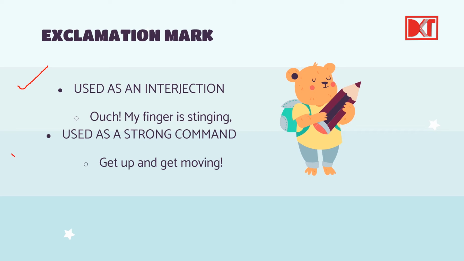Then another way in which we can use an exclamation mark is as a strong command. Now when someone is ordering you, like, "Get up and get moving!" or "Hurry up!" or "Come on!" or "Sit down!" or "Stand up!", commands like these are strong commands, and that's when an exclamation mark is used. All right.